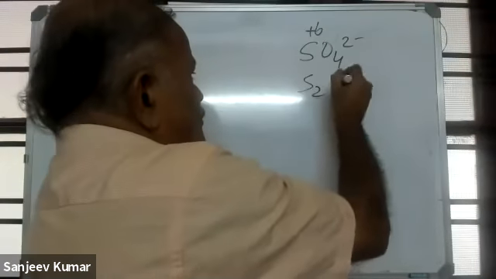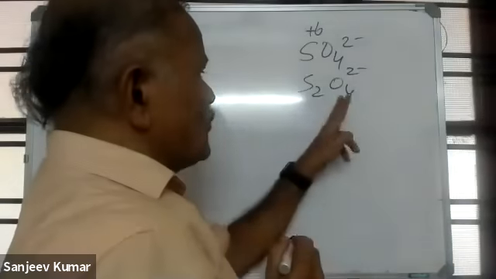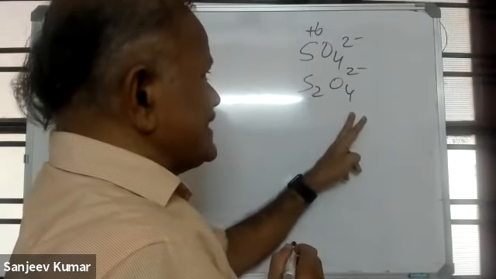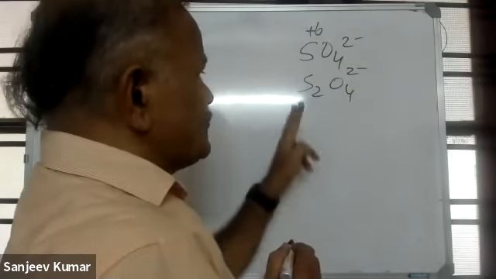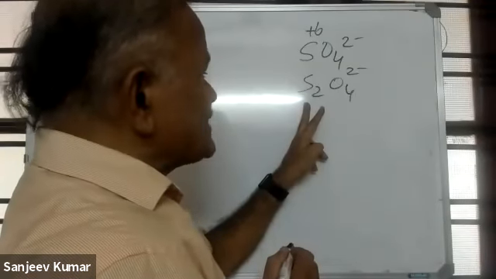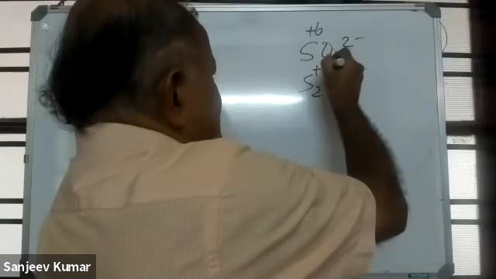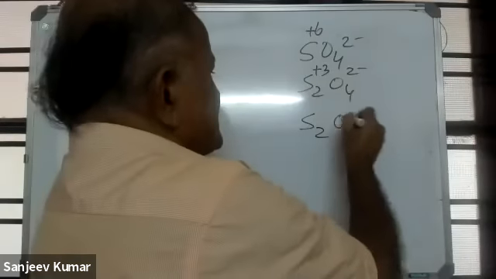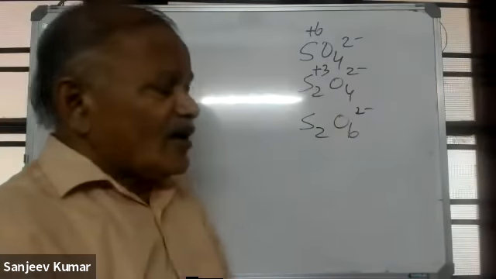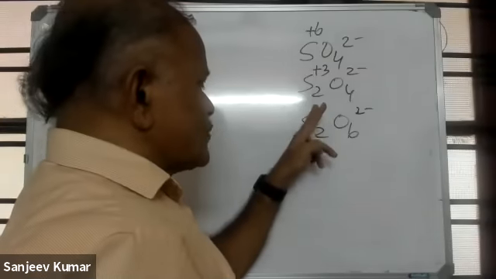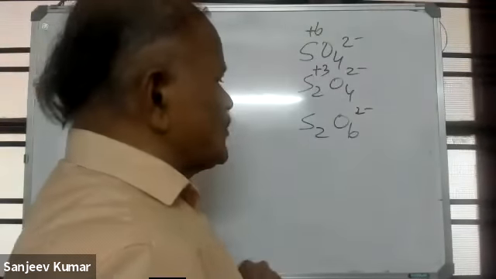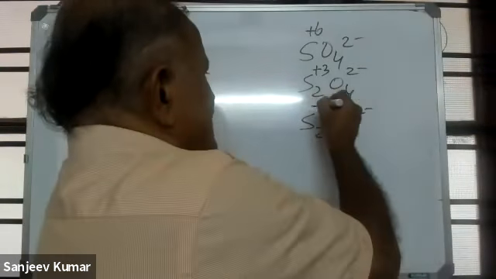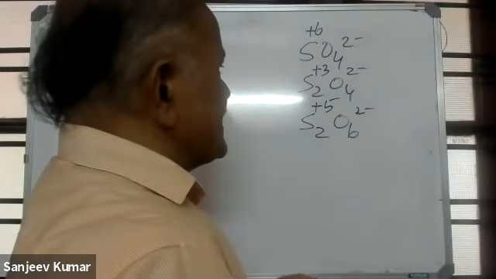In S2O4 2 minus, O4 gives minus 8 and the 2 sulfur atoms give 2x, so 2x minus 8 is equal to minus 2. Therefore, sulfur is in the plus 3 oxidation state. And in S2O6 2 minus, O6 means minus 12. 2x minus 12 is equal to minus 2. Therefore, 2x is equal to plus 10, and sulfur is in the plus 5 oxidation state.